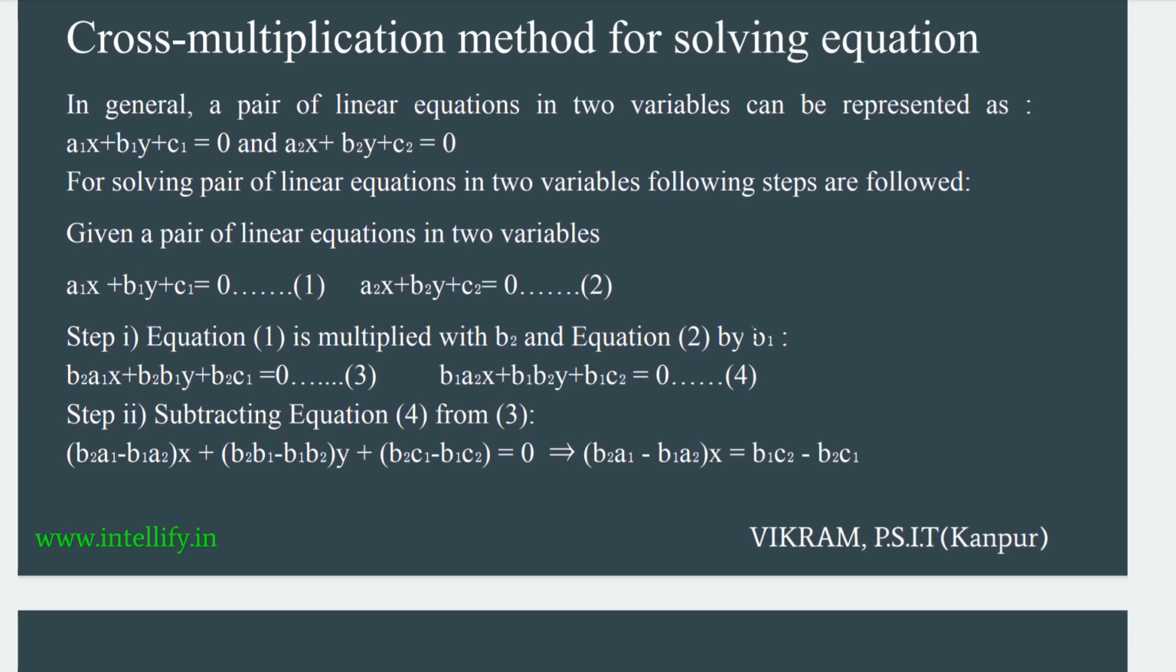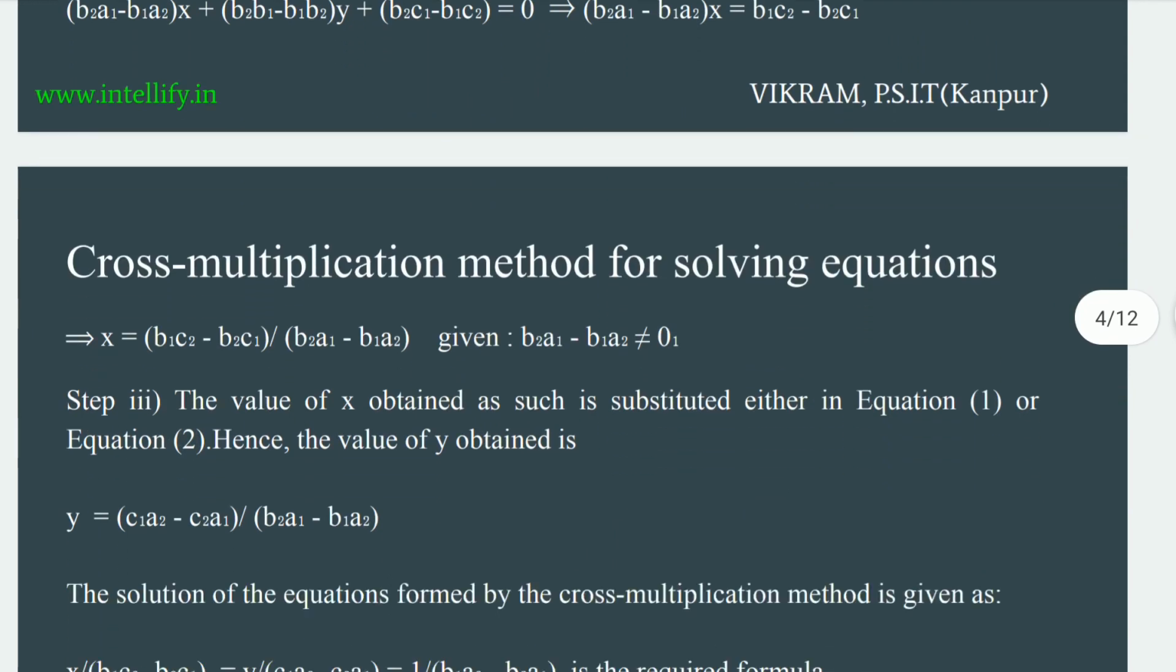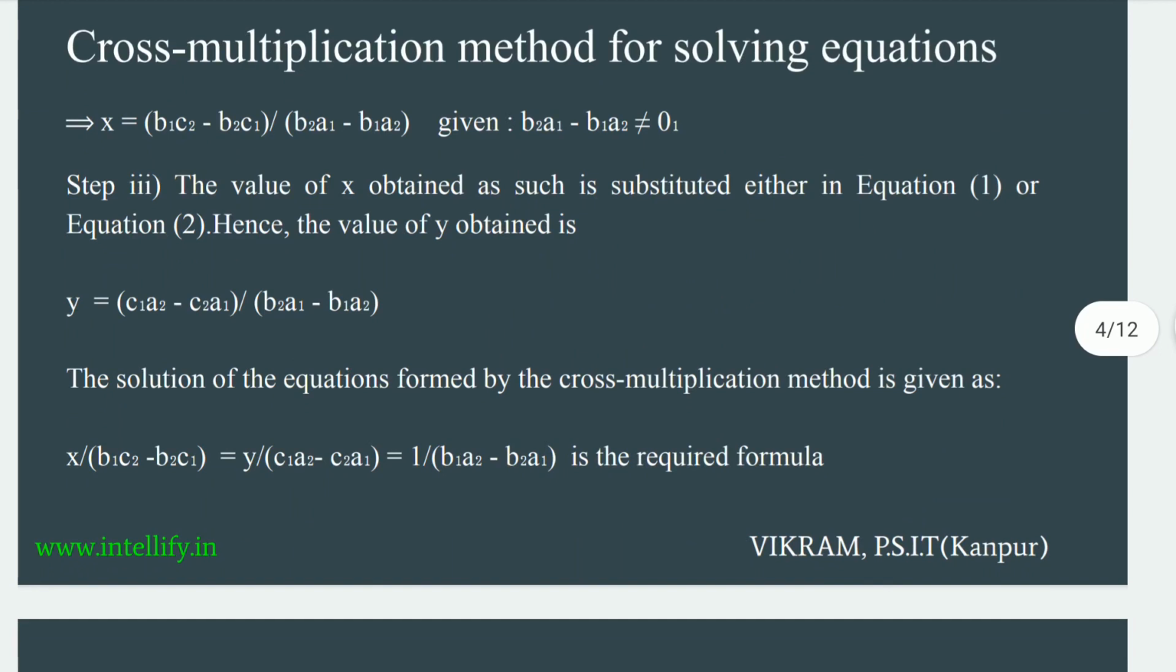On solving, we get (b2a1 minus b1a2) x equals b1c2 minus b2c1. So for further solving, we get x equals (b1c2 minus b2c1) upon (b2a1 minus b1a2). It has been clearly mentioned that b2a1 minus b1a2 is not equal to 0. Step number 3, the value of x obtained is substituted in either equation 1 or equation 2. Hence the value of y is obtained.